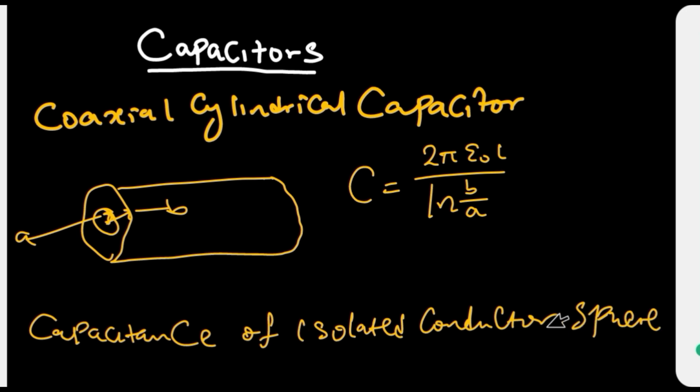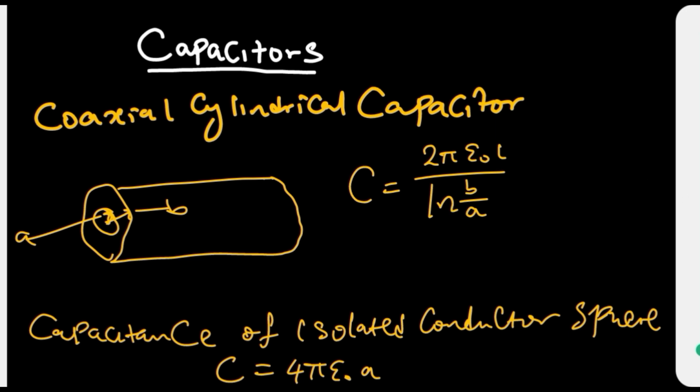The capacitance of an isolated conducting sphere is given by C equals 4 pi epsilon naught a, where a is the radius of the sphere, and we already know 4 pi and epsilon naught are constants. So these are the formulas that we should note in this course.